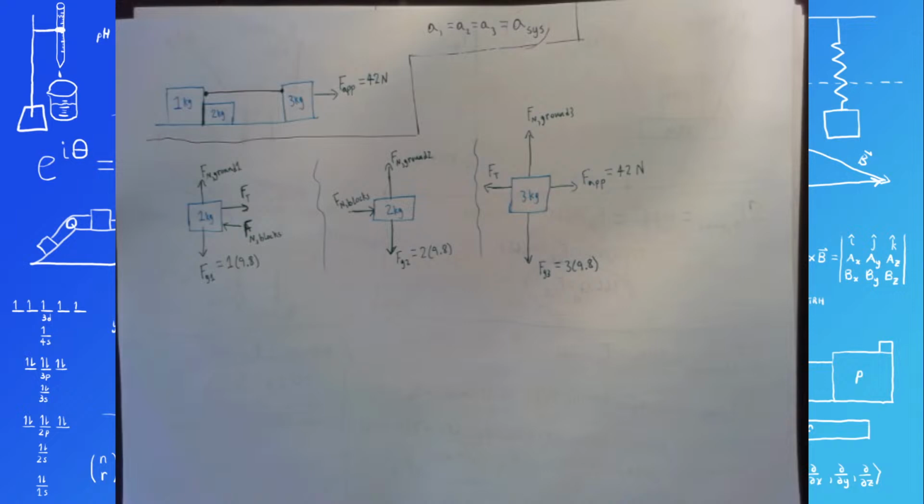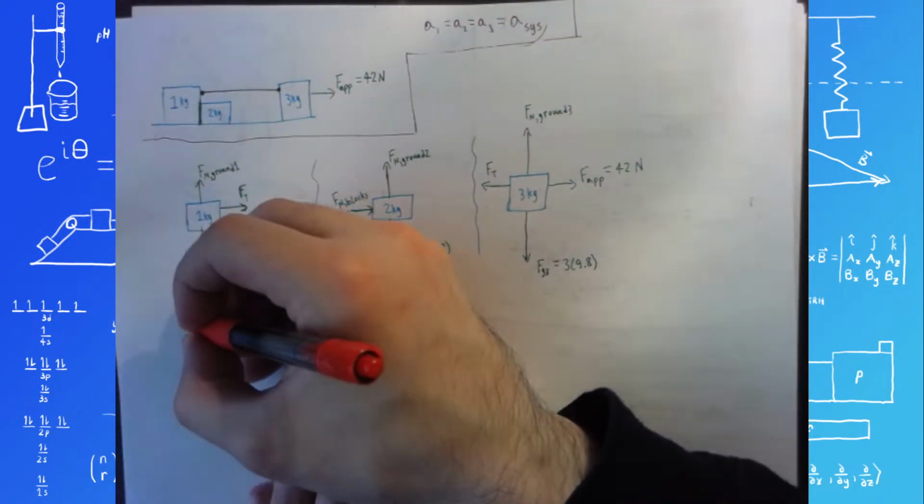Now that I have three diagrams for my 3 objects, we can write 3 sets of Newton's second law equations. I say 3 sets of equations because you need to write it for the x and for the y. We could actually pass on the y in this case, but I'll write it out anyway.